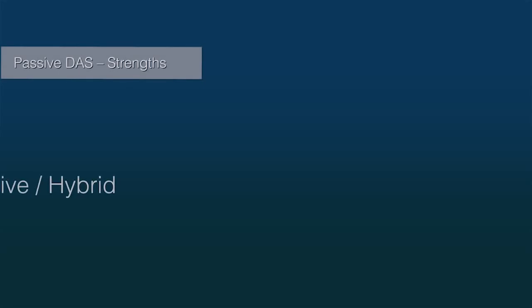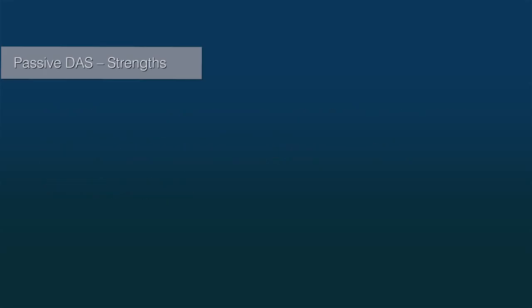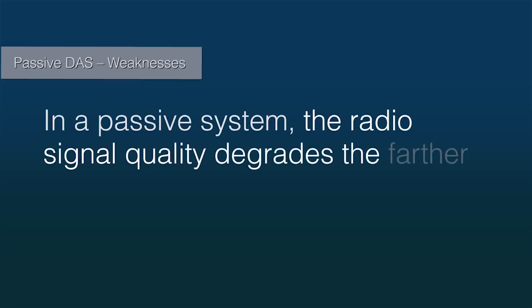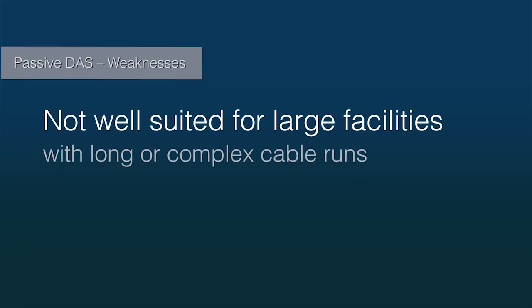On the strengths, setting up a passive DAS network is less complex as compared with active or hybrid. Coaxial cable used to distribute radio signals is inherently capable of supporting multiple carrier frequencies. On the weaknesses, in a passive system, the radio signal quality degrades the farther the cable is from the RF source. It is not well suited for large facilities with long or complex cable runs.